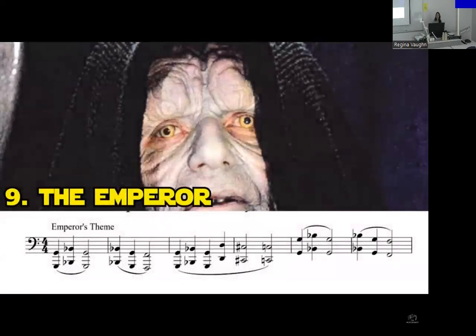And of course, you're going to expect the Emperor's theme to be very dark, because he's the major bad guy. Almost a Dies Irae kind of feeling.